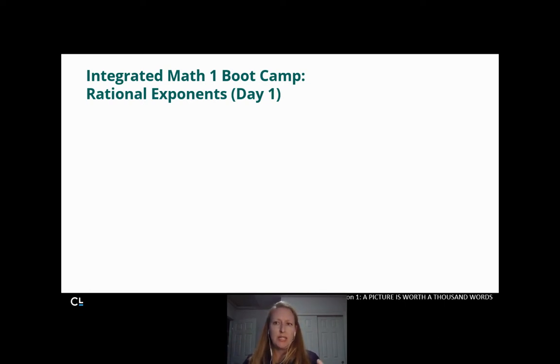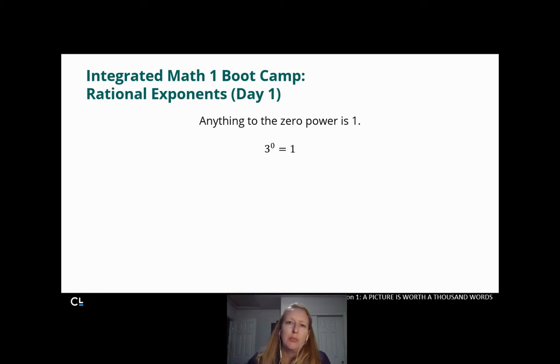So just to get the party started, just a few reminders. Again, things you already know, but still good to remember. Please remember that anything to the zero power is 1. So like 3 to the 0 power is 1, 25 to the 0 power is 1, 364.72 to the 0 power is 1. Negative 67 to the 0 power, depending on where the negative is, it's 1. So anything to the 0 power is 1. Please keep that in mind.